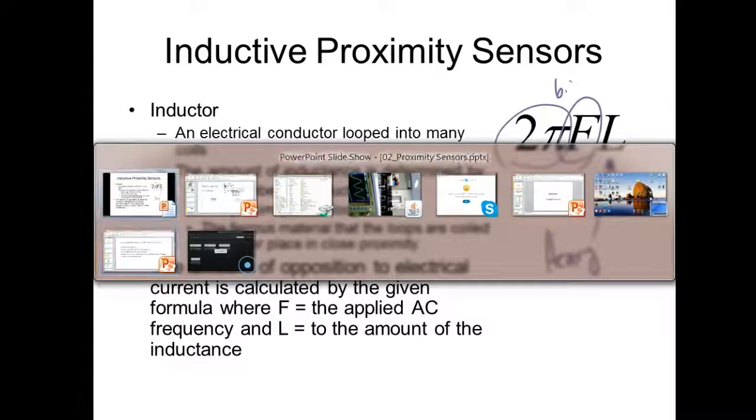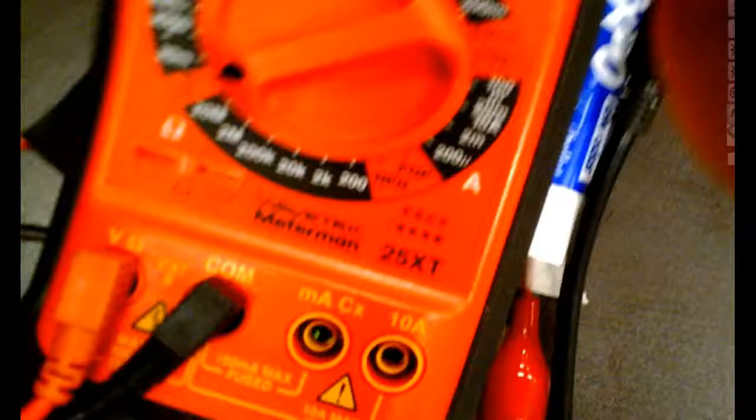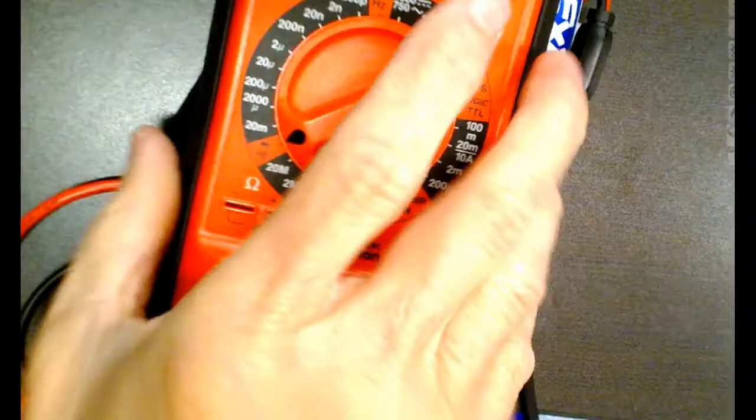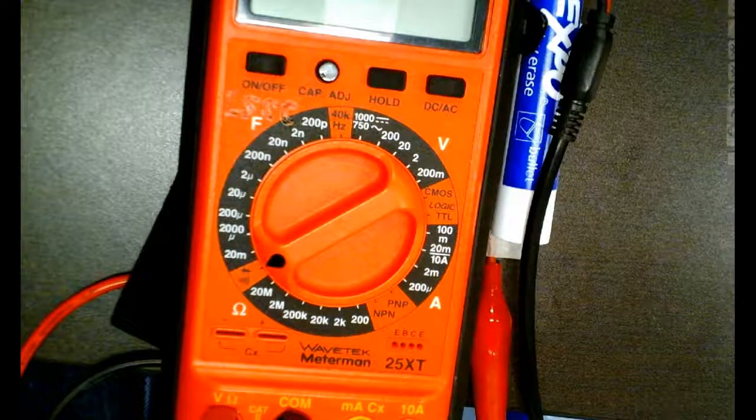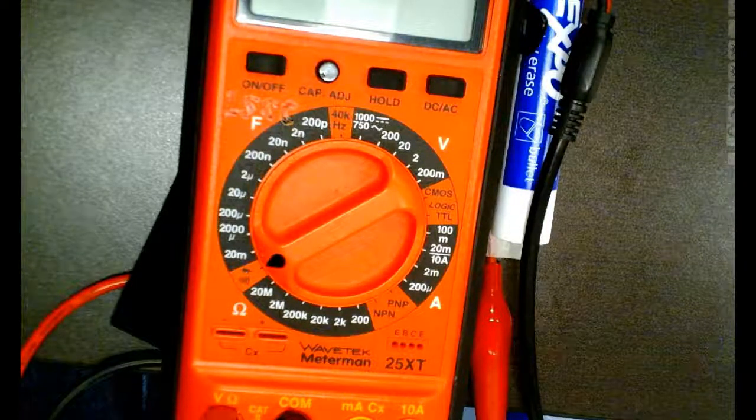But that's one of the things that they do now. So all your digital multimeters are going to measure at least 3 quantities. What's the 3 things they're going to measure? Volts, ohms, amps.